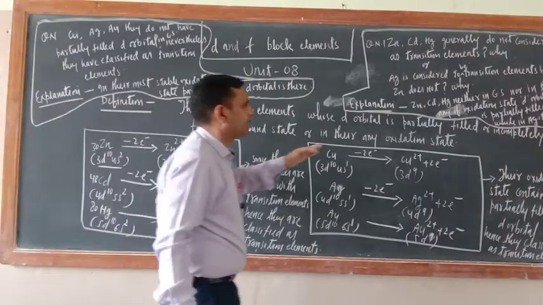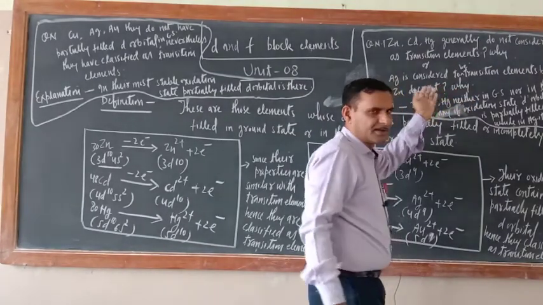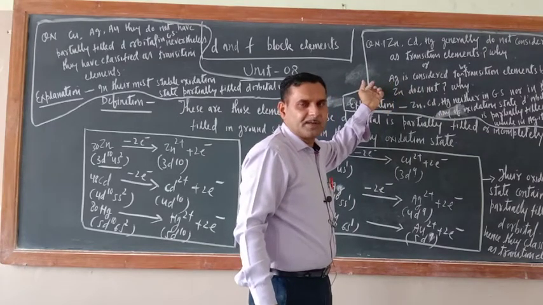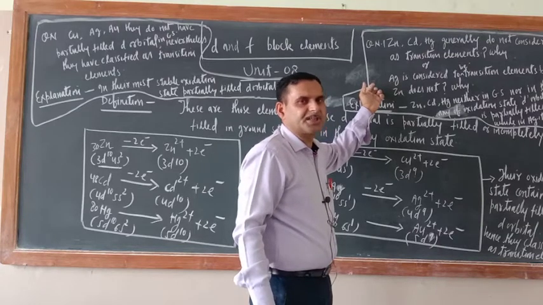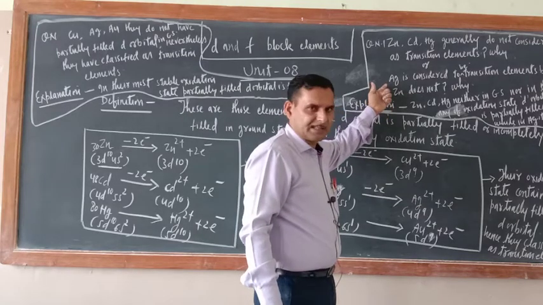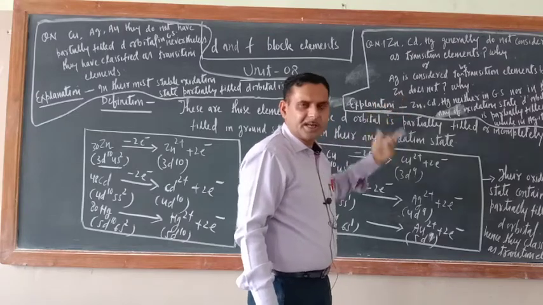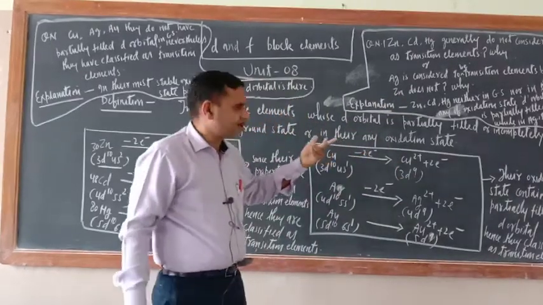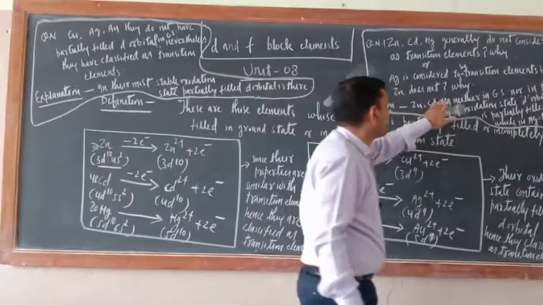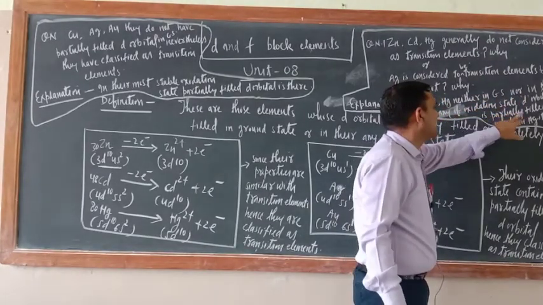Here also a question is there. Just see, Ag is considered to be a transition element, but zinc is not. I think you have got the answer. Of course, in the ground state, Ag hasn't got a partially filled d orbital, but in its oxidation state, that is Ag2+, it has got a partially filled d orbital. That is why it has been classified as a transition element. What about zinc? Zinc has a partially filled d orbital neither in the ground state nor in its oxidation state. So I wrote the answer here: zinc, cadmium, Hg, neither in the ground state nor in any of their oxidation states is the d orbital partially filled.